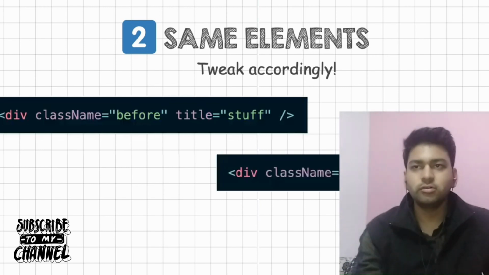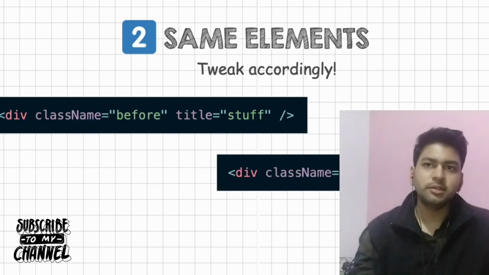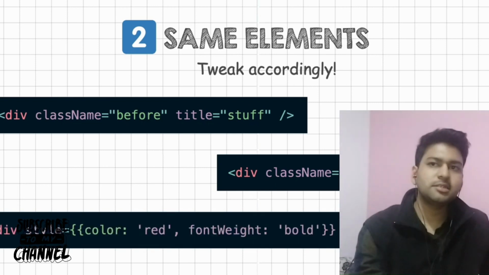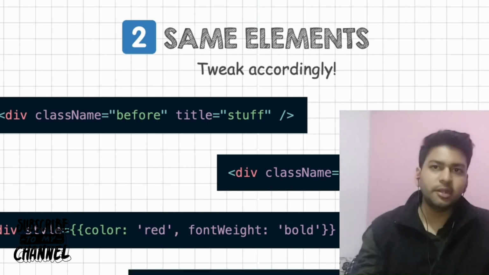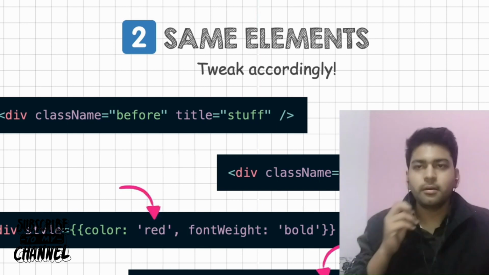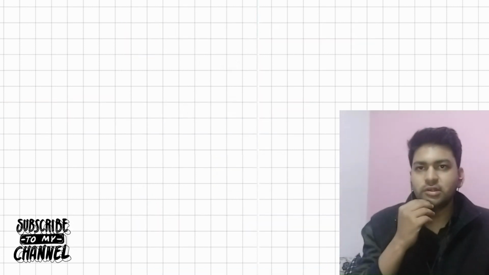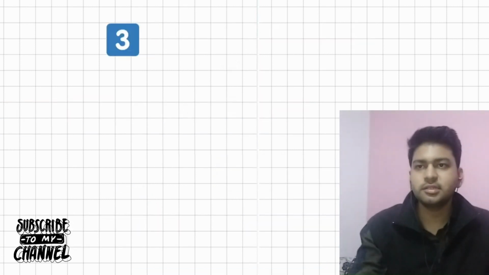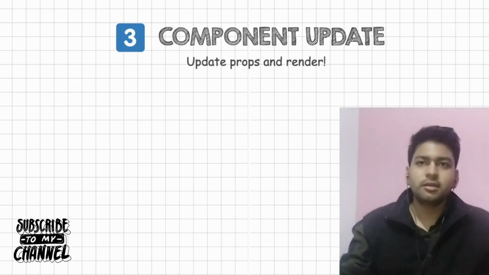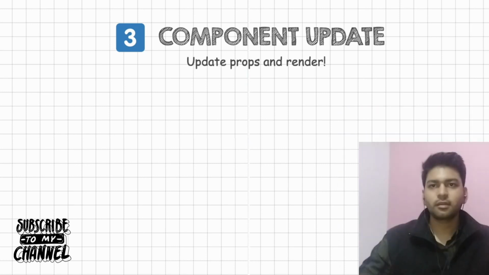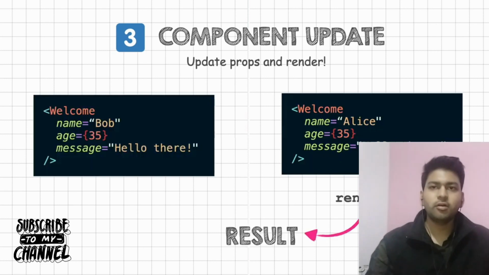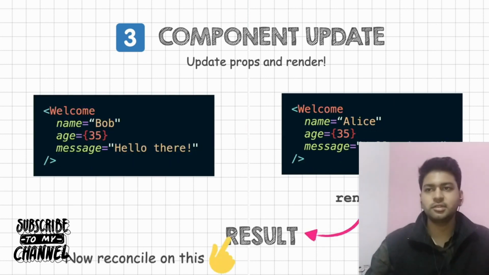Second, to optimize updates to the real DOM. The virtual DOM provides a way for React to make changes to the UI without manipulating the real DOM directly. React can determine the most efficient way to update the real DOM and make only the minimum number of changes necessary.